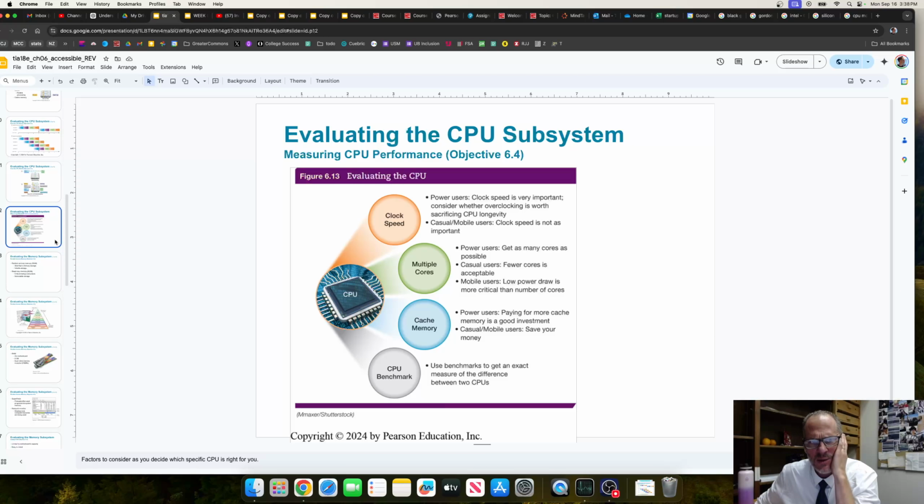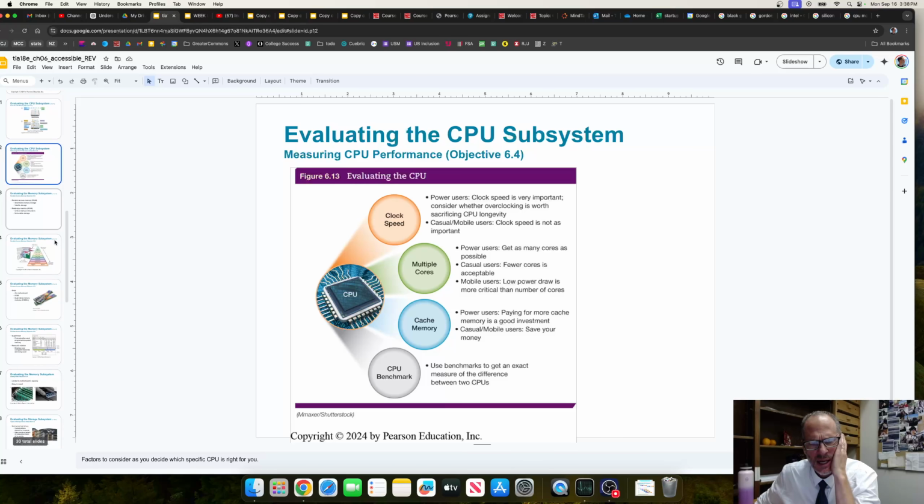When you're evaluating your CPU, if you really are going for performance and you're a quote-unquote power user, like maybe you're a video gamer, you want a higher clock speed. The clock speed is how many instructions can be processed every second. It's measured in gigahertz, which is billions of instructions a second. So a 3 gigahertz CPU can execute 3 billion instructions a second. You want a higher clock speed if you're a power user.